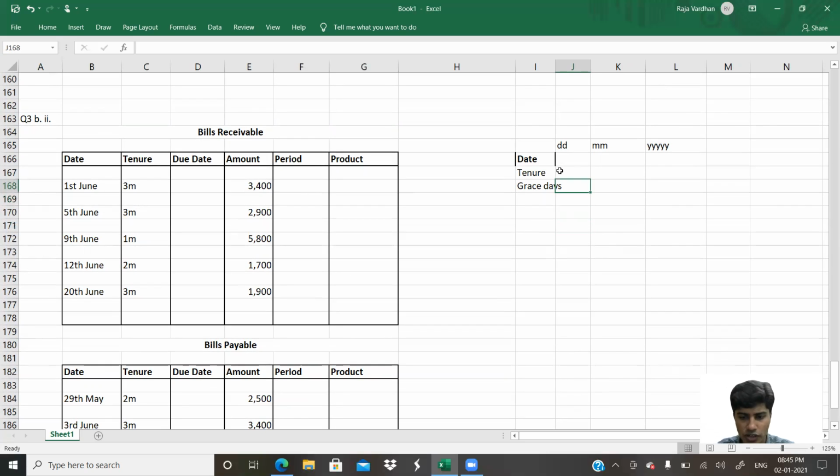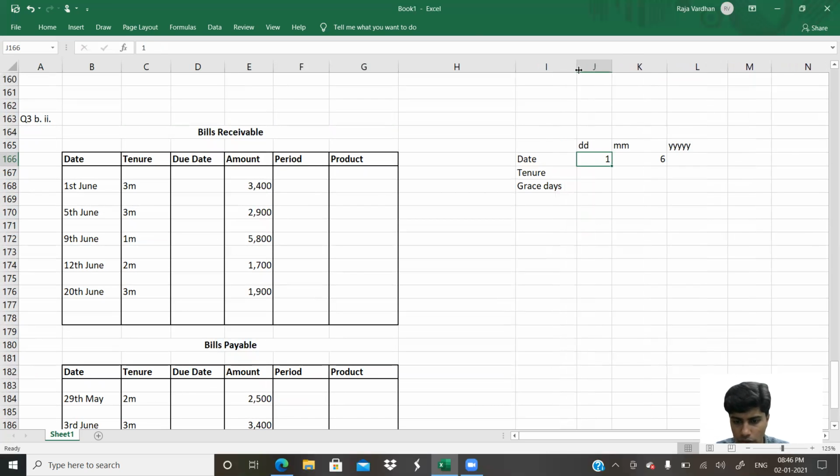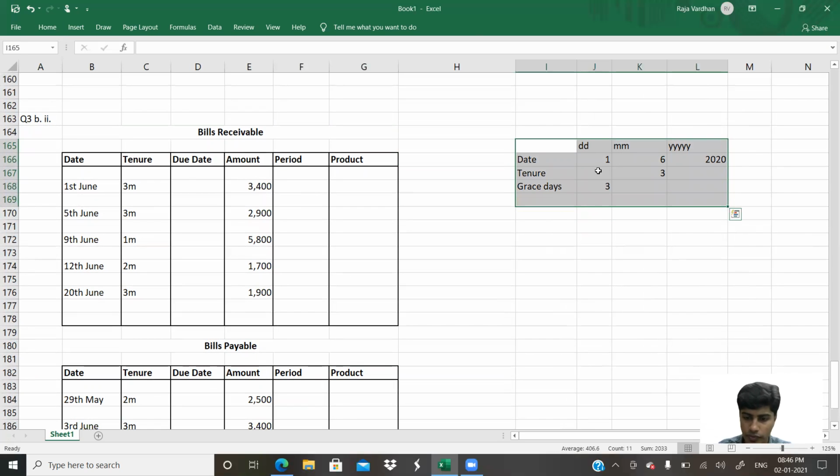Now, for this first bill, first is the date, June is the 6th month, the year we don't know. Let us assume whatever year it is, let that be. Tenure, let us assume this to be 2020 only. No problem. Tenure is 3 months, so I'll put it in the month column. Grace days is 3 days, in the days column. That's it, boss. Why are you complicating this? I don't really understand. So all you have to do now is just find the totals.